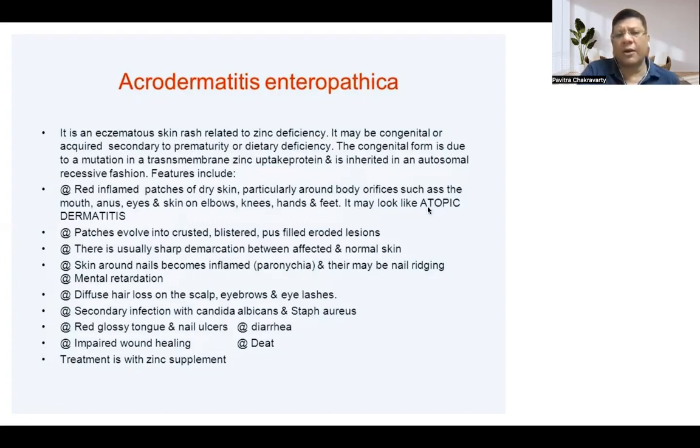And the differential diagnosis is atopic dermatitis. So suppose the choice was atopic dermatitis, you would have got some marks. Patches evolve into crusted, blistered, pus-filled lesions, with sharp demarcation between affected and normal skin. The nails become paronychial, inflamed, and there may be nail ridging. So zinc deficiency can cause nail ridging. Mental retardation, diffuse hair loss on the scalp, eyebrows, and the eyelashes. So you will get pictures of the scalp as well, and eyes. And secondary infection, candida, staph, red glossy tongue, and nail ulcers with diarrhea, impaired wound healing. So treatment is with zinc supplement, for life.